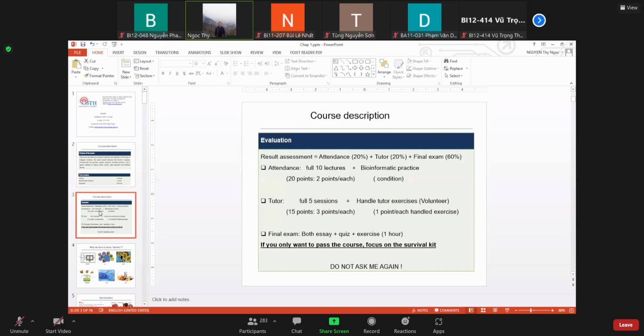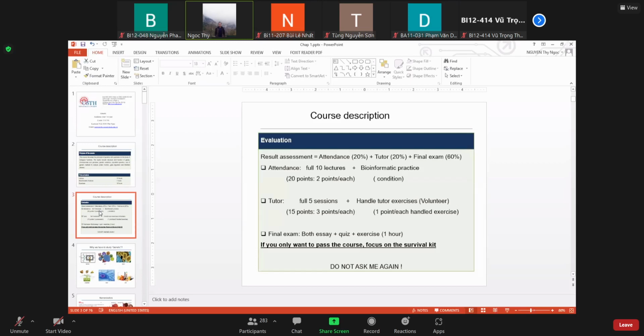So what does this mean? For the attendance, we will have 10 sessions. If you attend all 10 lecture sessions, you will have 20 points. And if you miss the attendance check for a session, you will have a penalty of 2 points for each session.